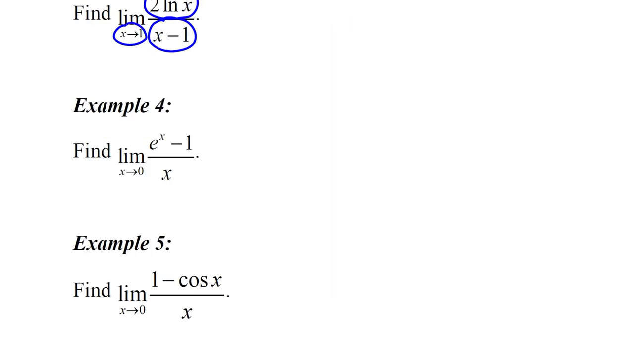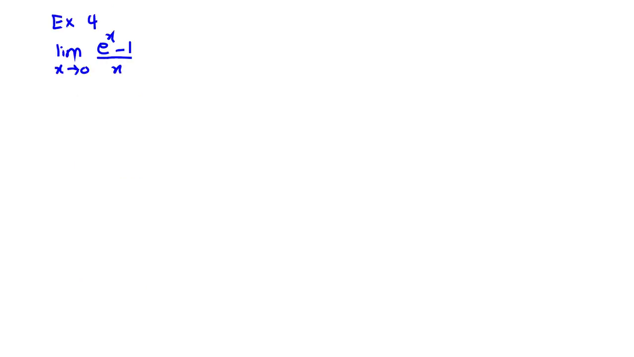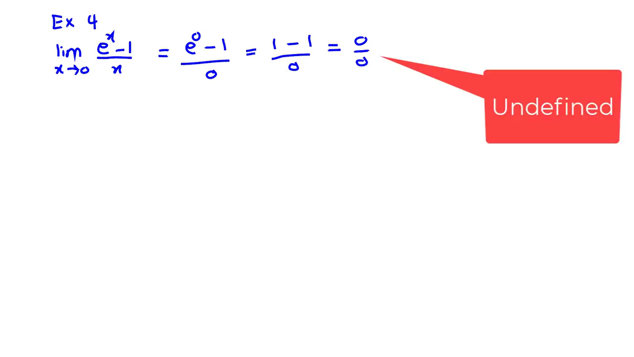Example 4. Find the limit of e to the x minus 1 divided by x. You substitute x equal to 0, so e to the 0 minus 1 divided by 0. E to the power of 0 is 1, so 1 minus 1 divided by 0, that is 0 by 0. So use L'Hopital's rule.